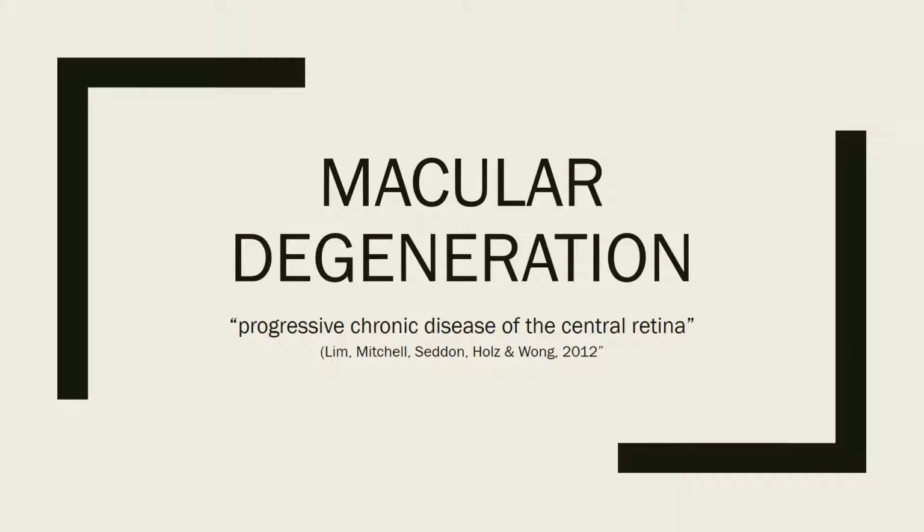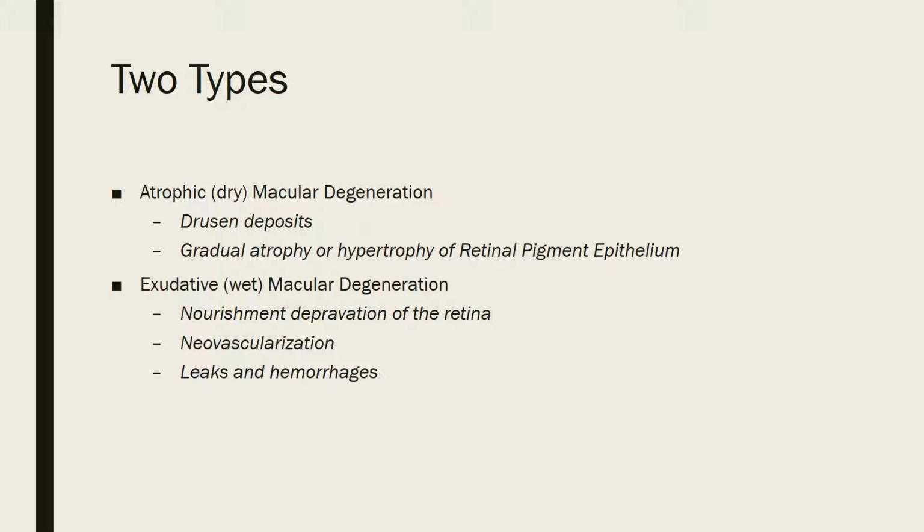Macular degeneration, also known as age-related macular degeneration or AMD, is a progressive chronic disease that affects the central retina or macula. There are two types of AMD, atrophic and exudative. In atrophic AMD, there are small yellow deposits. They're made up of lipids called drusen deposits. And these build up between the retina and the choroid.